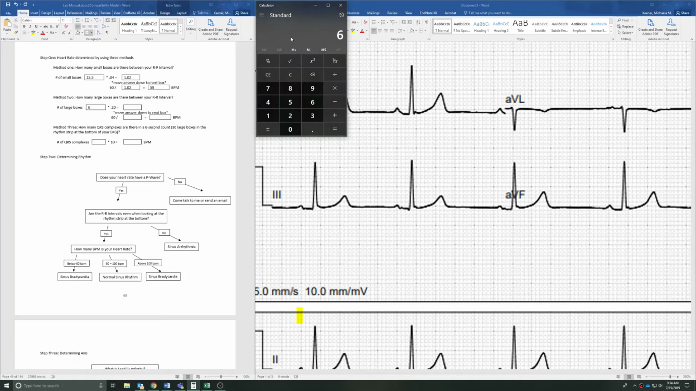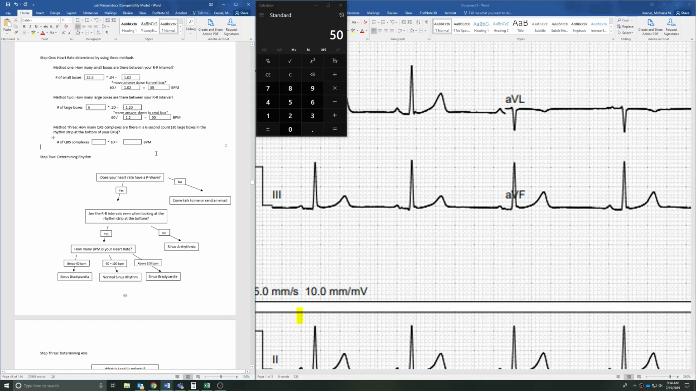So I'll go back into my calculator. This time, because the large boxes are 5 of the small boxes, 0.04 times 5 is 0.2. So we're multiplying by 0.2. And we get 1.2 for this one. I'm going to move that down and divide 60 seconds to determine beats per minute. And here it says we have 50 beats per minute.